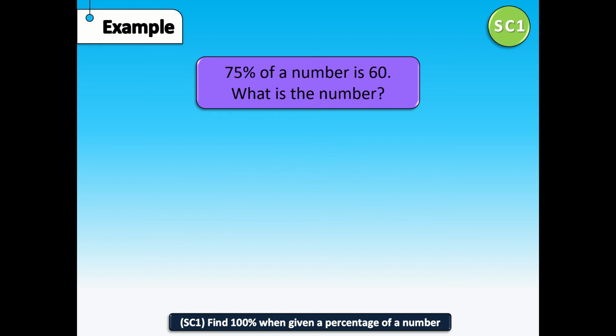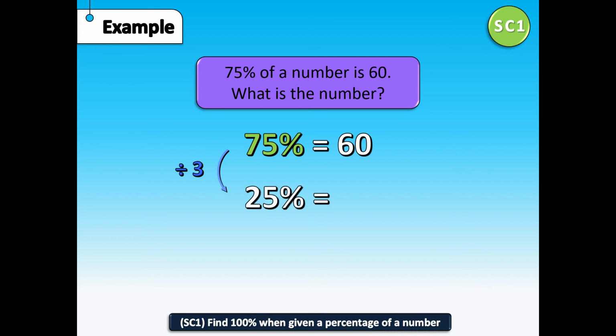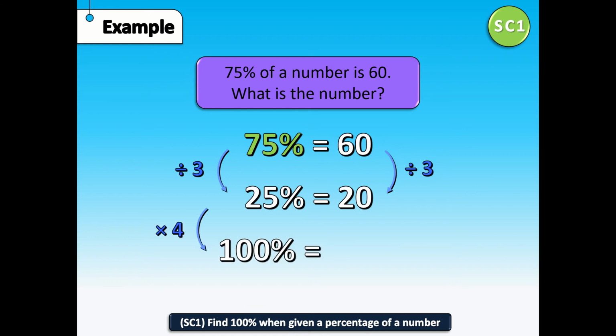This time we're given 75% of a number is 60. So what's the number? This time there's nothing I can times 75 by to make 100 straight away. So what I need to do is work backwards first. So if I divide it by 3, that'll give me 25%. So 25% is 20, and then I know how to go from 25% to 100%. I can times by 4. So I do the same thing to 20. So 100% of the number is 80.